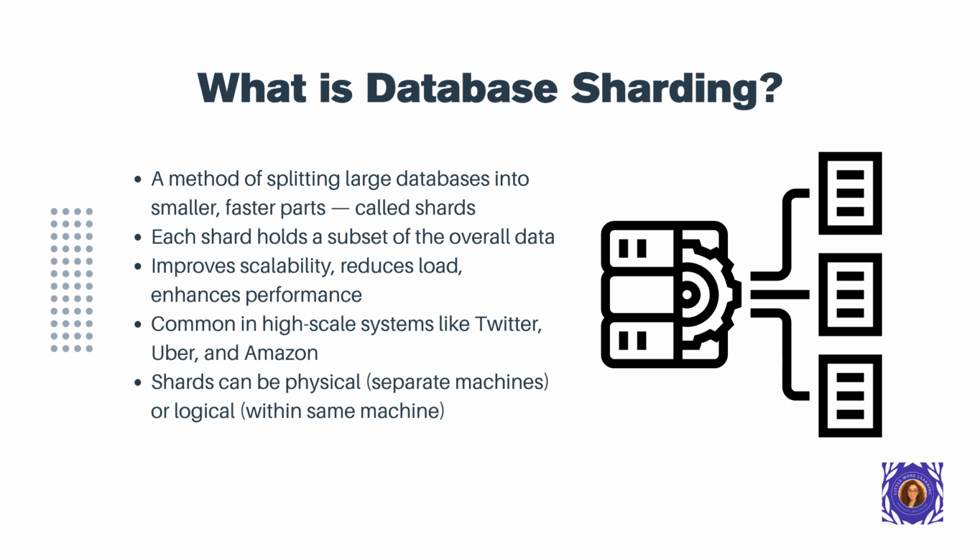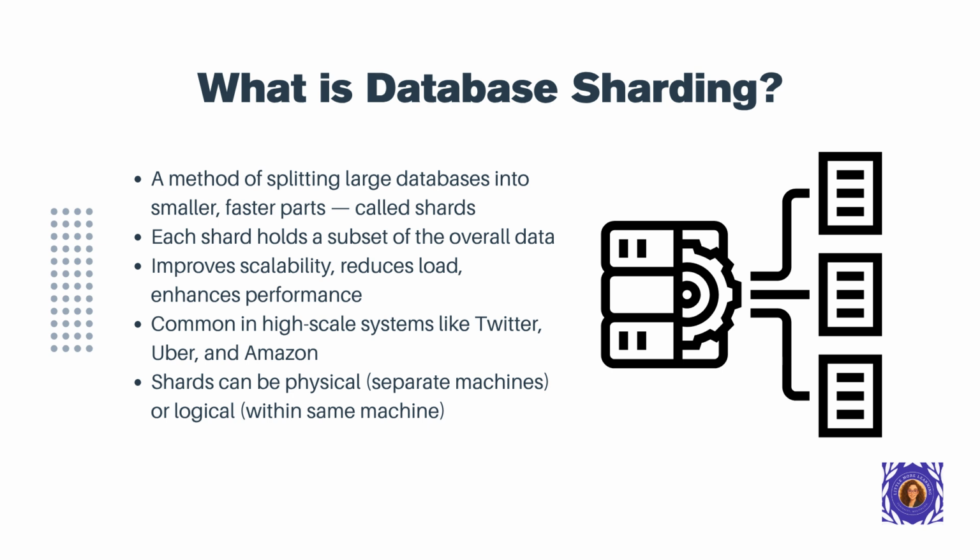This technique is primarily employed to address the scalability limitations of a single database server. By distributing the data and the associated read/write load across multiple machines, sharding significantly improves scalability, reduces the load on any single database server, and thereby enhances overall system performance. This approach is indispensable in high-scale systems such as Twitter, Uber, and Amazon, where handling billions of data points and millions of requests per second is a daily reality.